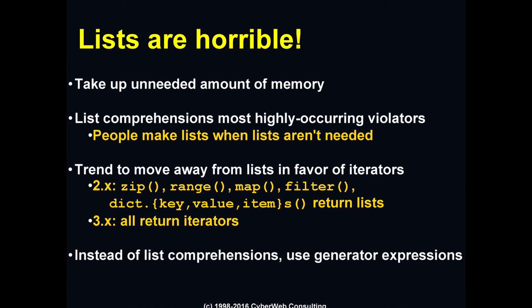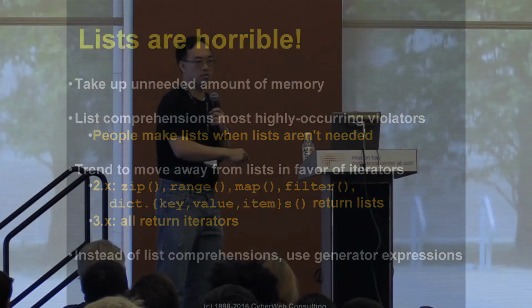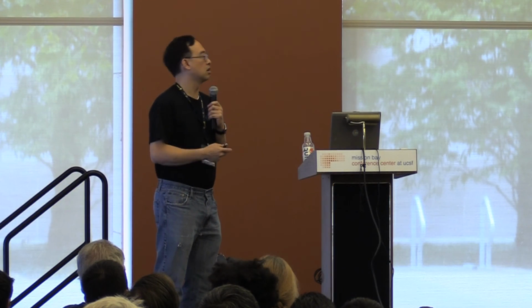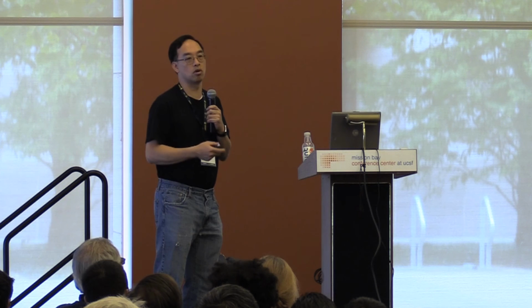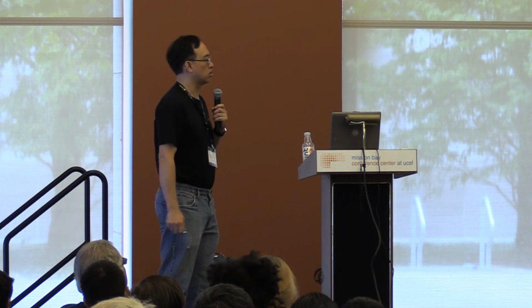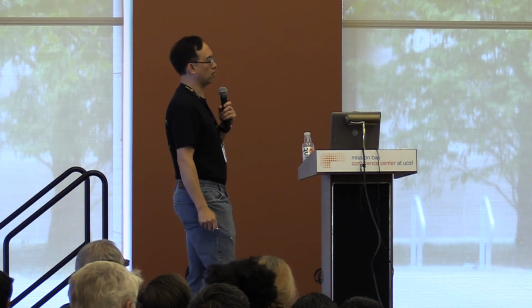Okay, they take up an unneeded amount of memory, all right? List comprehensions kind of get in the way a lot of times. And I'm talking about real source code at companies that I've worked at where people are creating lists for no reason. You're creating a list with data in it. You're going through each element one at a time, and then you throw the whole thing away. You never really needed to have all of it in memory all at once. Okay? So the trend is to move away from lists in favor of iterators.